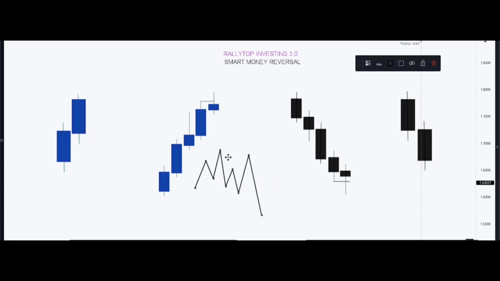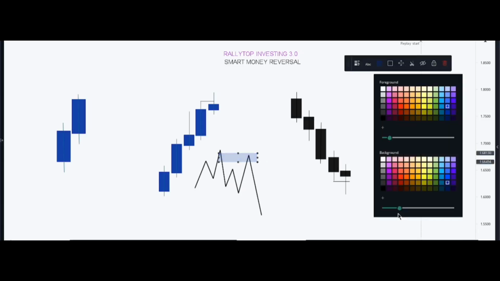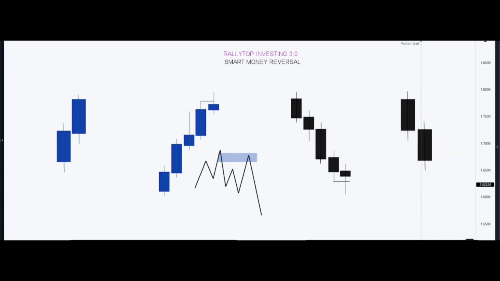So this is what you will want to find on your 15M. Meaning that you'll find an OB here, a high probability OB, in order to go short. Okay, simple. If it is a bearish day, the same thing will happen.